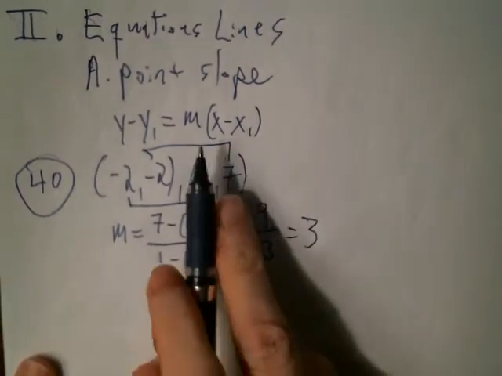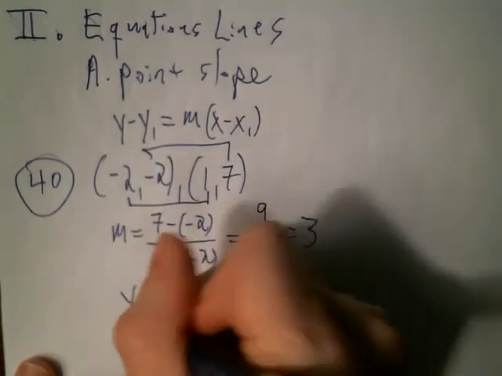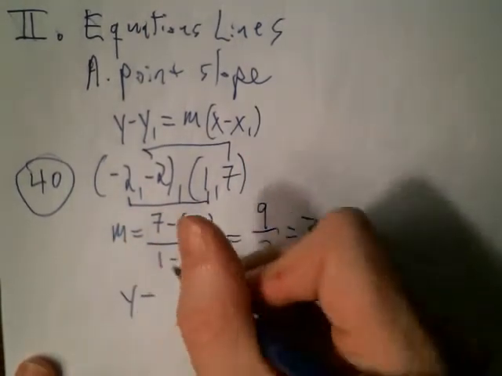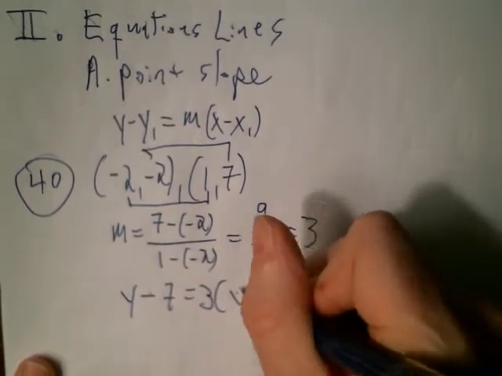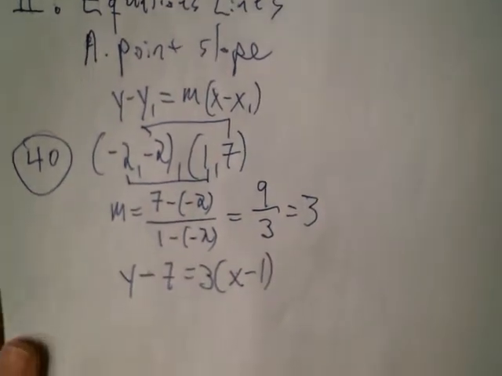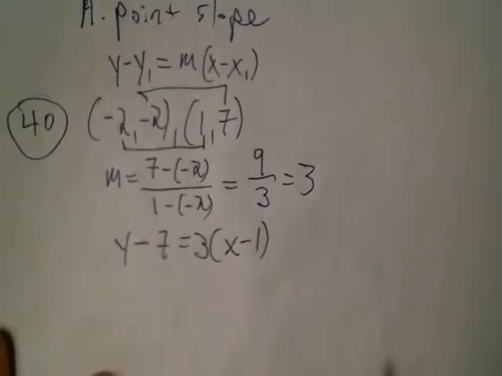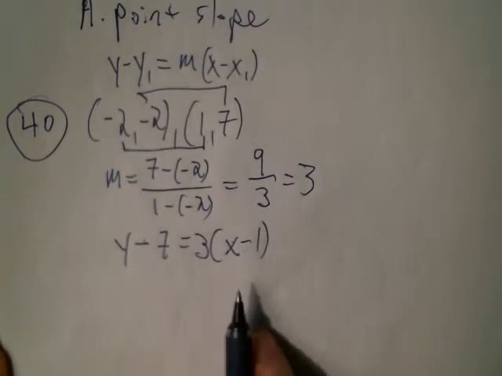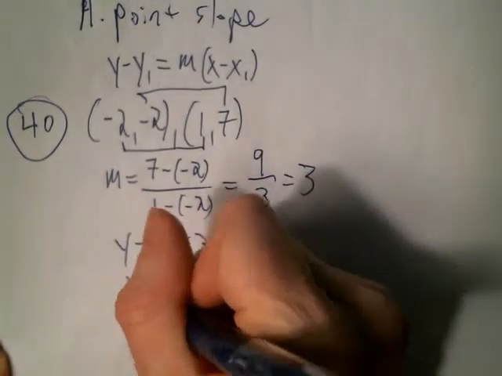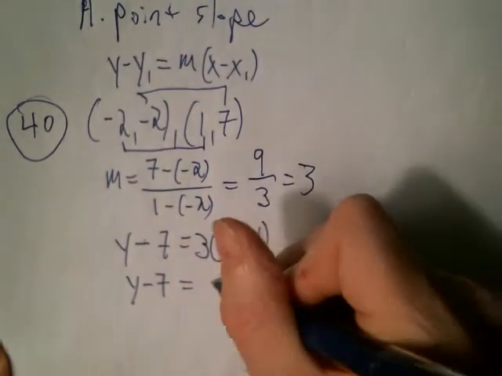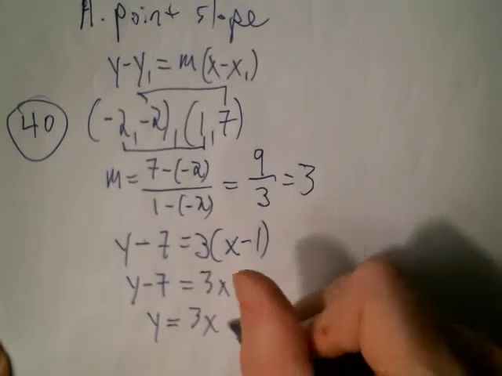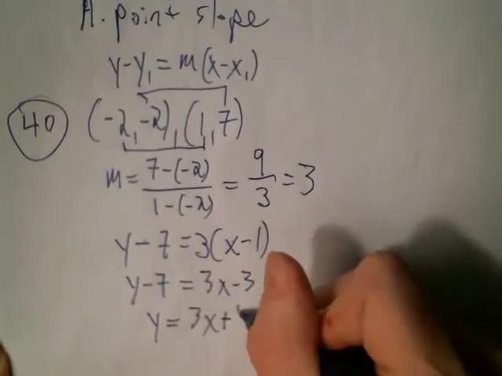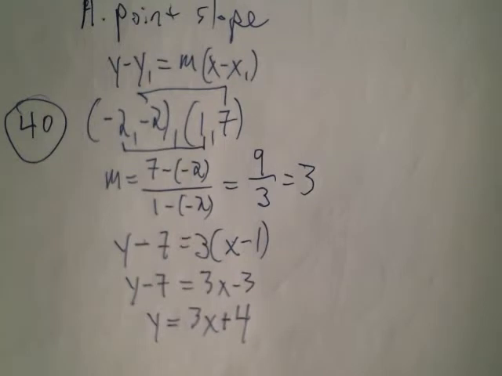And then we can plug everything into this formula. I'll use the positive coordinates. y minus 7 equals 3 times x minus 1. And then generally we don't want the point slope form. We want the slope intercept form, right? So we're going to solve for y. y equals 3x minus 3, and so y is 3x plus 4. And that would be your equation, okay?